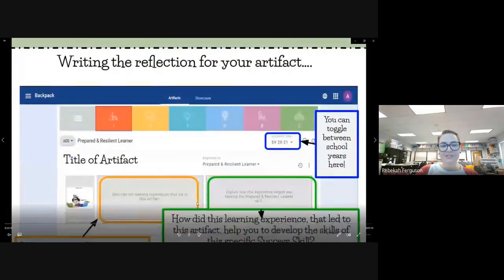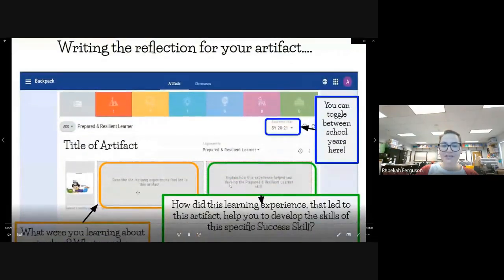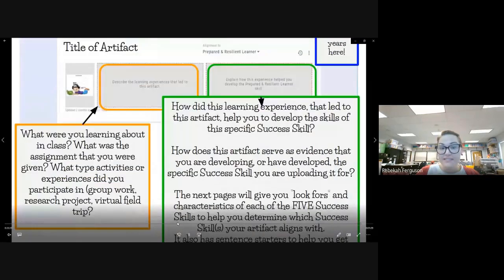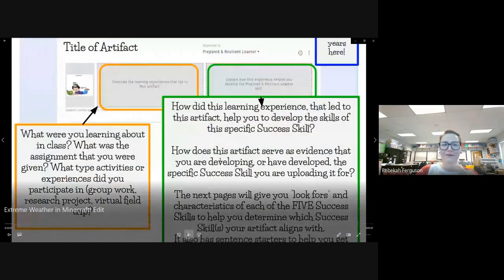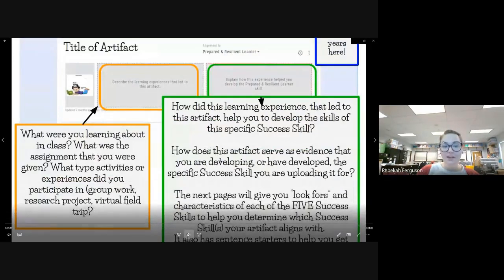Yeah, I found that especially with the writing, the reflections, because they don't really know what to do with that space. Like the way it's labeled, "describe the learning experiences that led up to this artifact." A lot of kids are like, what? So when it's like, okay, what were we learning in class? What was the assignment that was given? What kind of activities did we do? That makes it easier for them to understand, and then aligning it to the actual success skill, giving those sentence starters and sentence stems helps them to think about what it is.